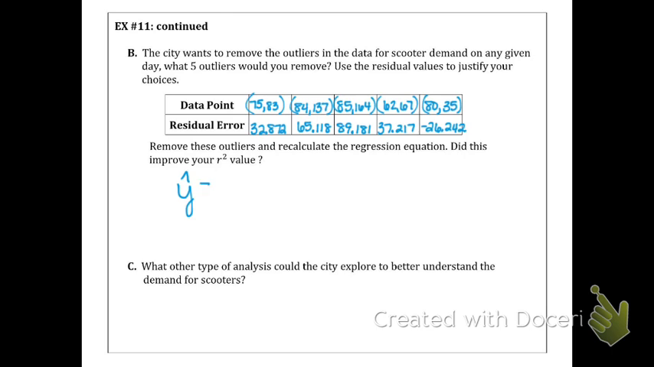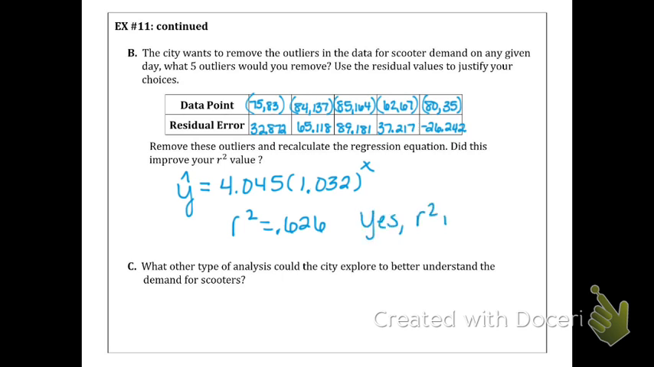So when I reran it then, I get my expected value to be 4.045 times 1.032 raised to the x. And my r-squared value is now 0.626. So did it improve the r-squared value? So yes, r-squared improved. Still not great, but it's closer to 1 than what it was.